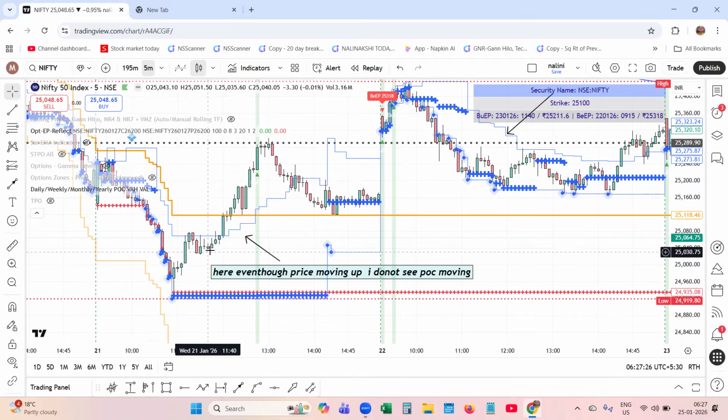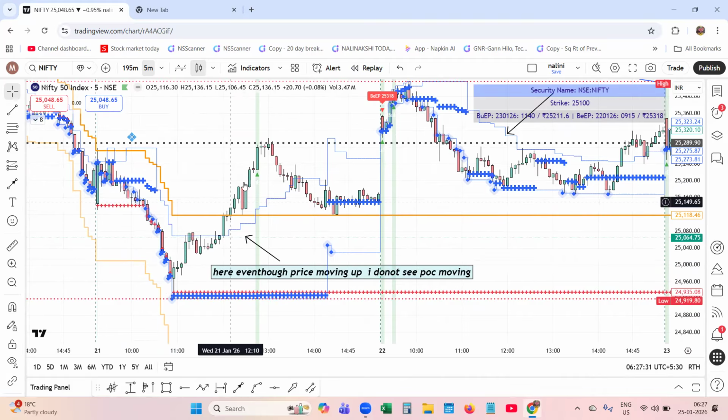Here price started moving higher, but the POC was not moving. That means it was responsive buying from the retail traders, and the big players were not interested in this. That is the indication. It was just a short covering rally, and you can see the EP was triggered at the top.